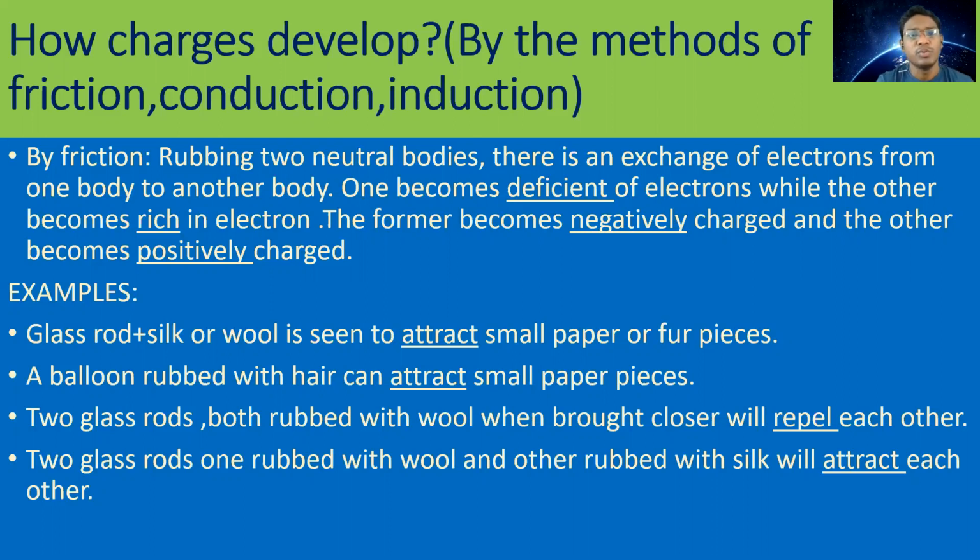If we rub two bodies together, what will happen? Electrons, being outside the nucleus, are quite loosely bound and can come out of the atom, and this is exactly what happens when we rub two bodies. Electrons from one body are transferred to the other body. The body that loses electrons becomes positively charged, and the body that gains electrons becomes negatively charged. Some examples are given here: when a glass rod is rubbed with silk or wool, it is seen to attract some paper or fur pieces.